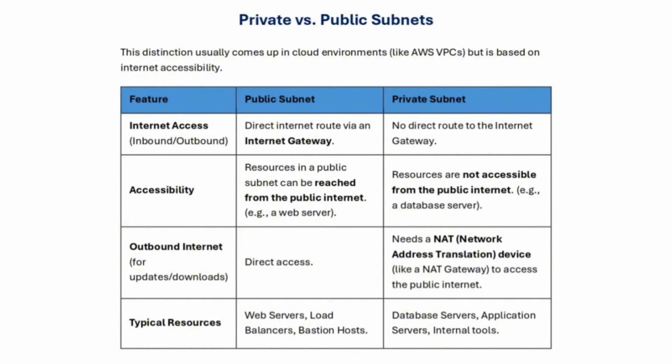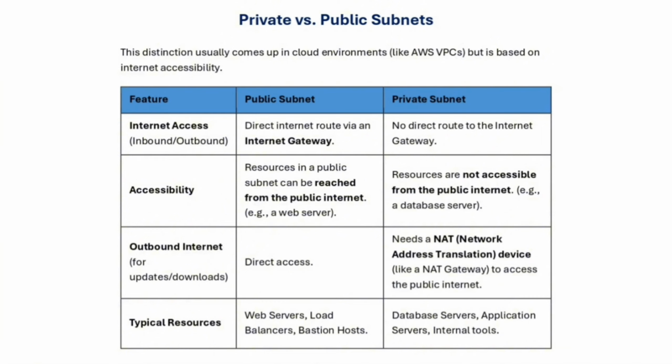The distinction usually comes up when using cloud platforms like AWS VPCs, or virtual private clouds, but it is all based on internet accessibility. The feature is internet access. A public subnet has a direct internet route via an internet gateway. A private subnet has no direct route to the internet gateway, so it doesn't have internet access unless we use a NAT gateway.